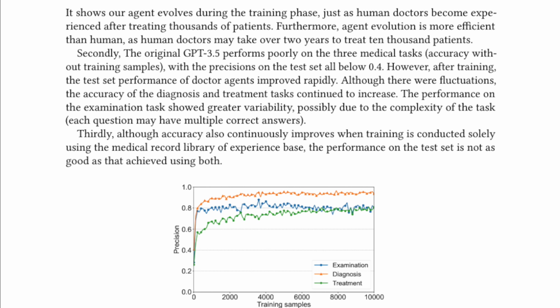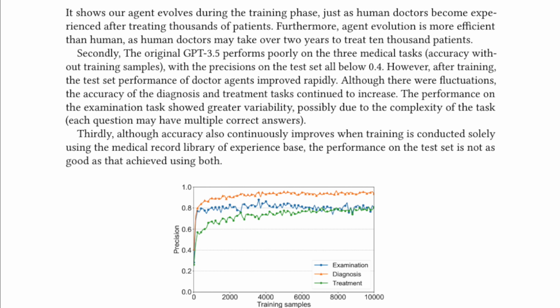Secondly, the original GPT-3.5 performs poorly on the 3 medical tasks, with the precisions on the test set all below 0.4. However, after training, the test set performance of doctor agents improved rapidly. Although there were fluctuations, the accuracy of the diagnosis and treatment tasks continued to increase. The performance on the examination task showed greater variability, possibly due to the complexity of the task.